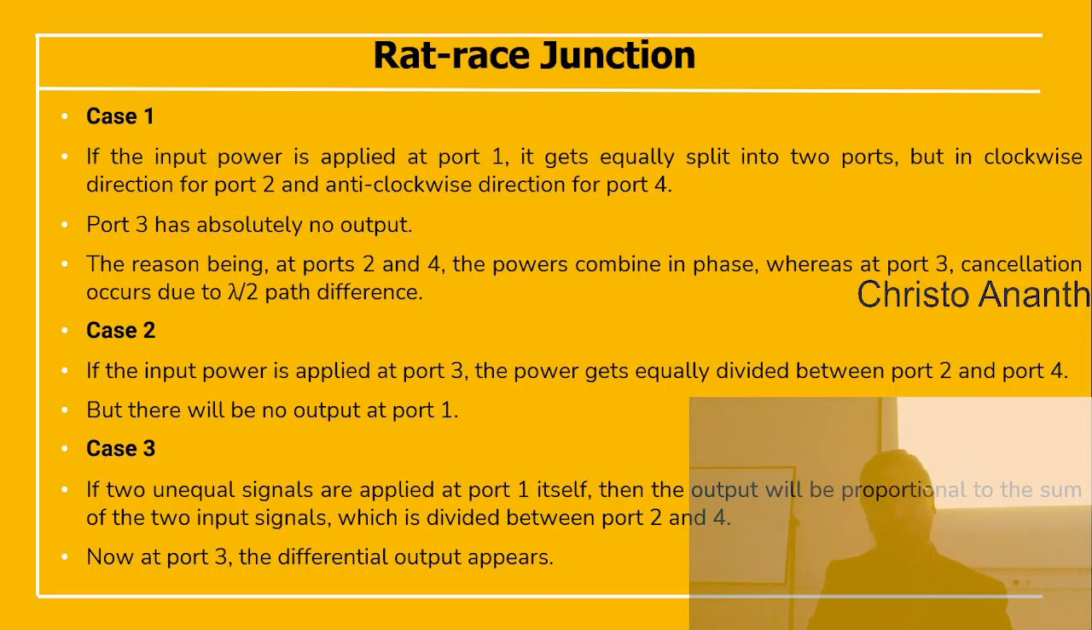Then you have case 2. So if the input power is applied at port 3, the power will be divided between 2 and 4. So no output at port 1. Case 3. 2 unequal signals are applied at port 1. So output would be proportional to the sum of the 2 input signals, which is divided between 2 and then 4. So port 3 is going to have a differential output because of the unequal signals.